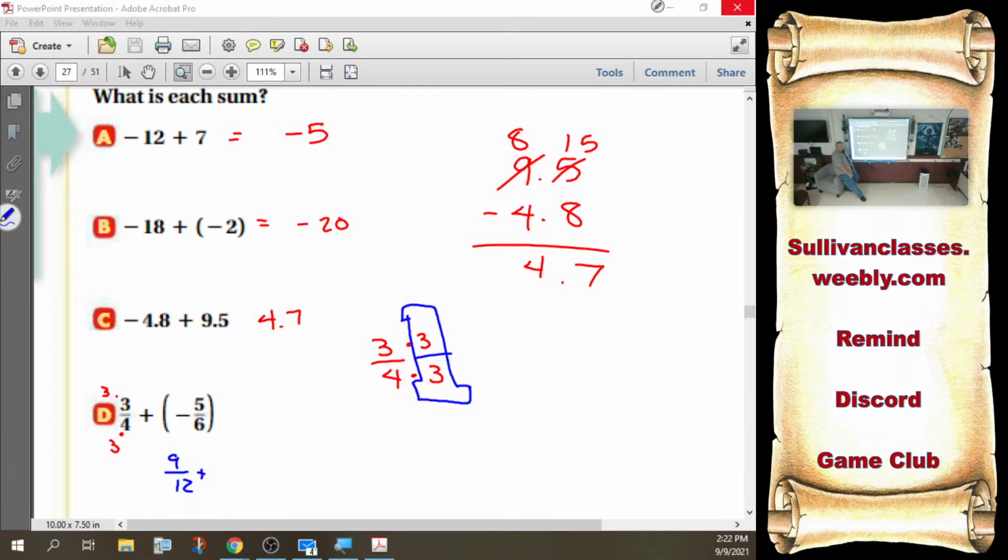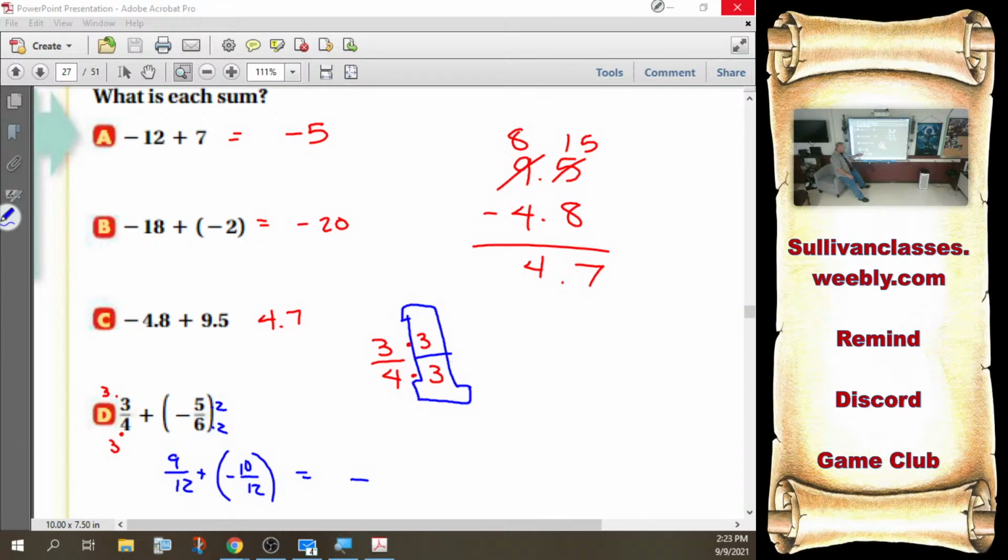How do I turn 6 into 12? Times 2, times 2. So now this is plus a negative 10/12. See how now they're both out of 12. A pizza cut into 12 slices, a pizza cut into 12 slices. What's better, having 10 pieces or 9 pieces? 10. Right? Because now they're all worth the same. So a positive plus a negative, who's got more weight? The negative has more weight now. So I know my answer is going to be negative.